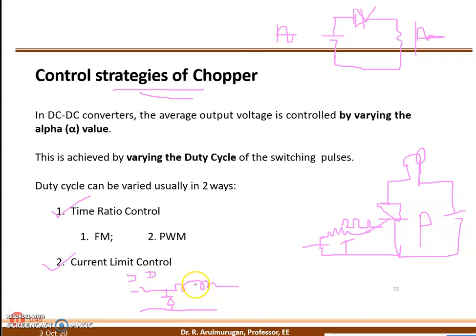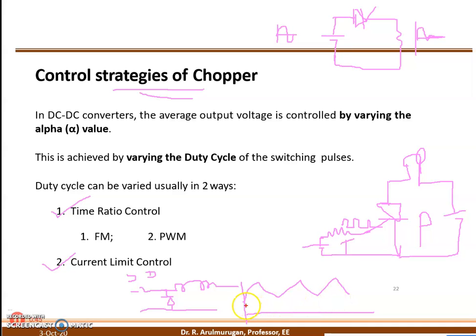In mode 1 the inductance is charging, and in mode 2 the inductance is discharging. Charging, discharging. When is it charging? When the switch is closed. Whenever the switch is closed, the output voltage is present.